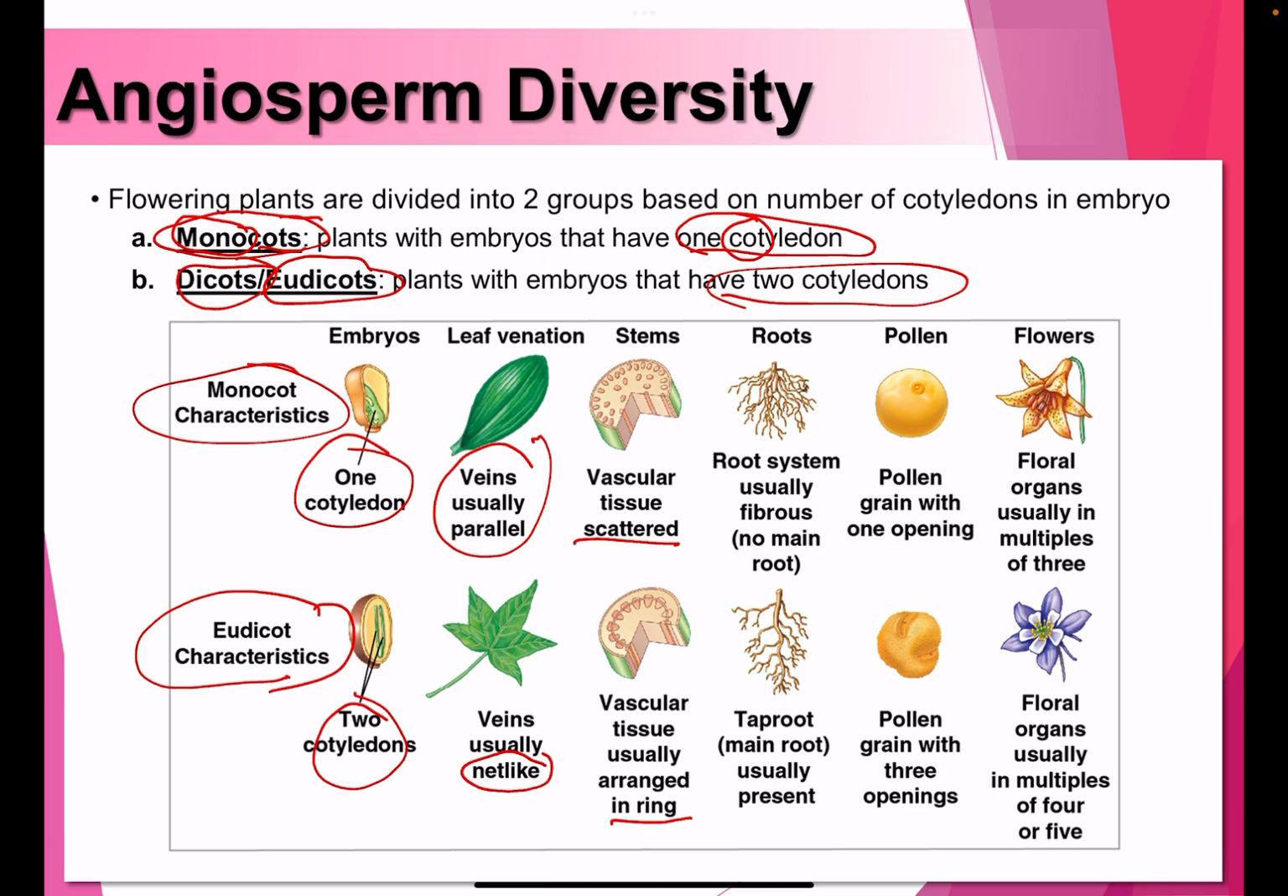For roots, monocots usually have a very fibrous root system. There's no real main root, but a network or web of roots, whereas eudicots have a main root that is usually present, and then they diverge into little tiny roots. I think that's called tap roots. And then for pollen, monocots usually have pollen grains that have one opening, while eudicots have pollen grains with three openings. For flowers, monocots usually have floral organs in multiples of three, while eudicots usually have floral organs in multiples of four or five.